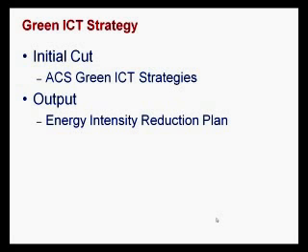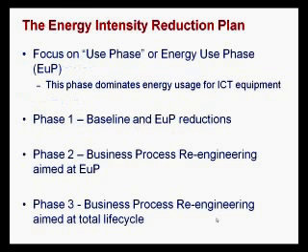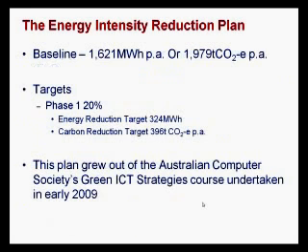This energy intensity reduction plan had a number of phases identified as part of the planning process. It focused on the use phase. This phase dominates the energy usage for ICT equipment, and we divided the plan into a number of phases which are ongoing. Phase 1 was a baseline and end-use phase reduction identification. Phase 2 was looking at business process re-engineering opportunities, and Phase 3 is business process re-engineering aimed at total life cycle.